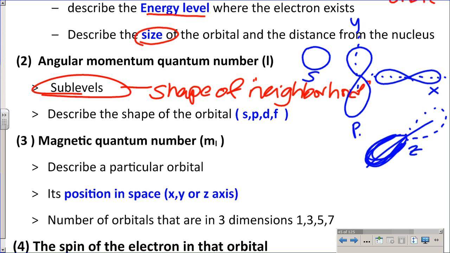All right, so the S has one variety. That's it. It's a sphere. Can you do a sphere in different orientations? No. Any way you look at it, it's still the same orientation. It's a sphere. The P's come in 3 different orientations. They can be this way, or this way. So that's just what the P looks like.